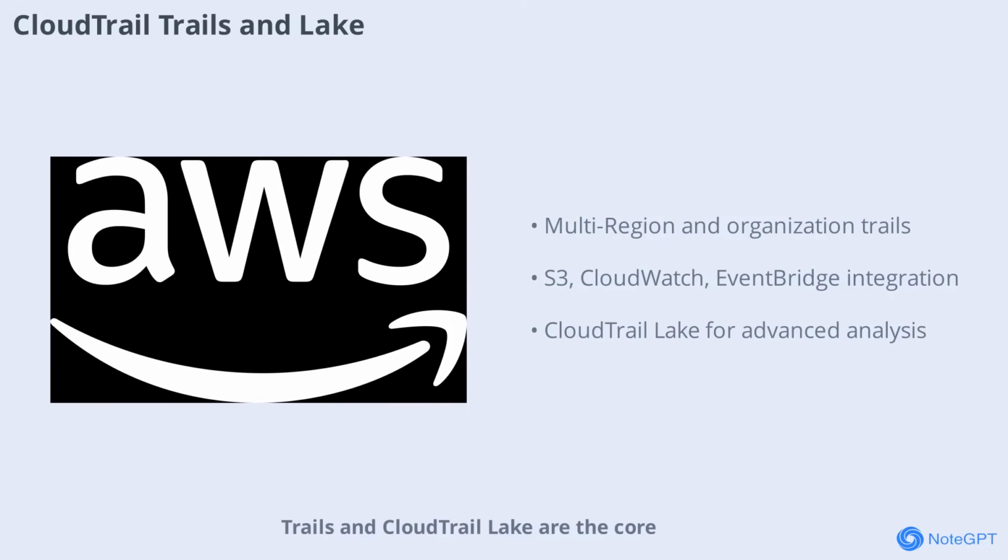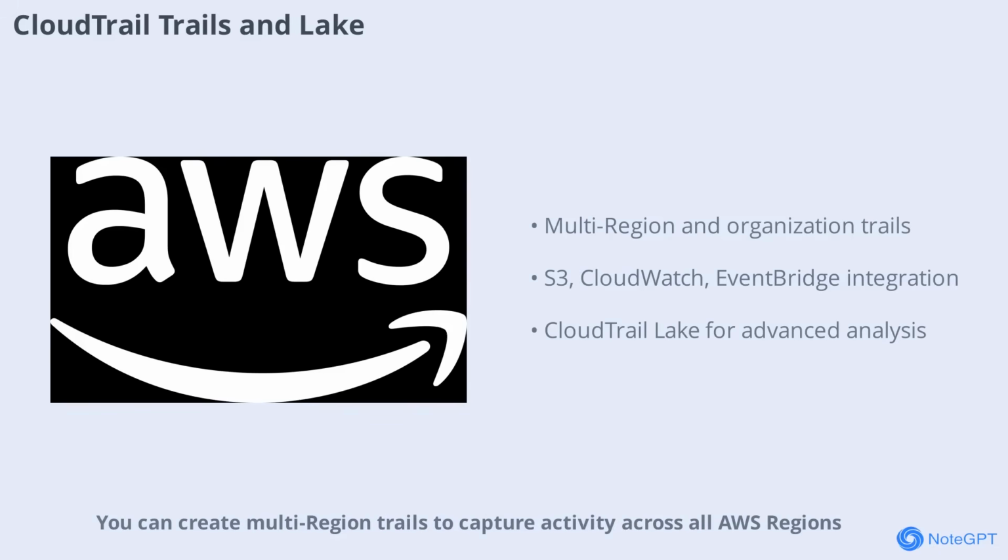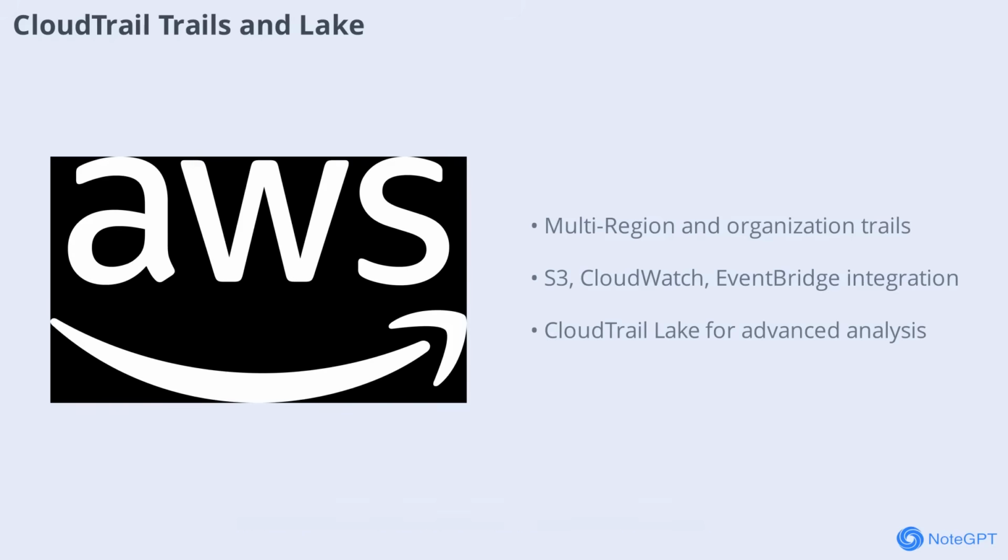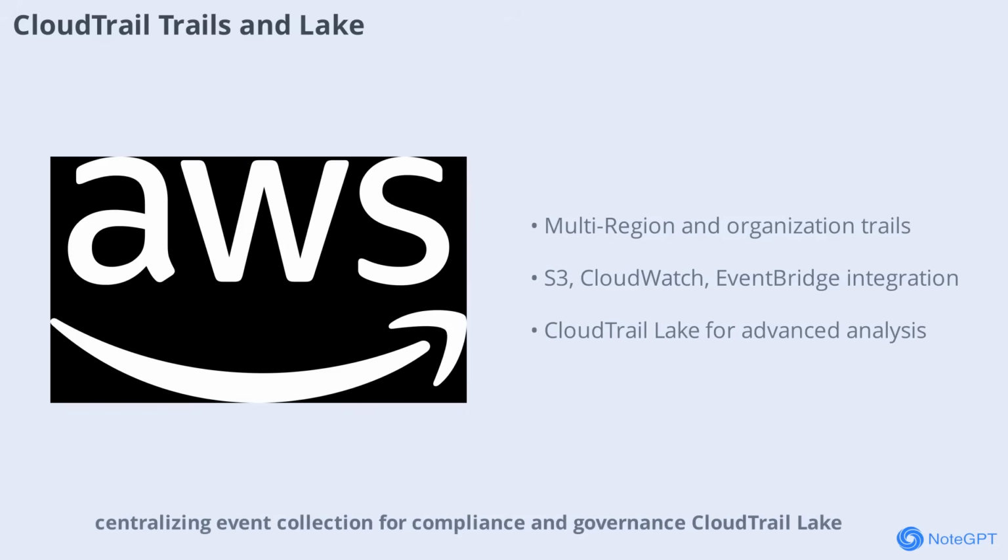Trails and CloudTrail Lake are the core mechanisms for long-term event storage and advanced analysis. Trails deliver a continuous stream of events to an Amazon S3 bucket, optionally integrating with CloudWatch logs and EventBridge for real-time monitoring and automation. You can create multi-region trails to capture activity across all AWS regions or single-region trails for more targeted logging. Organization trails extend this capability across all accounts in an AWS organization, centralizing event collection for compliance and governance.